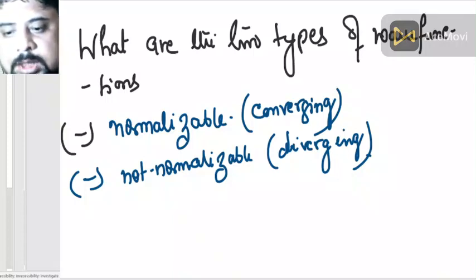The wave functions that we have studied till now are of two types. One is the converging wave function, another is the diverging wave function. Converging wave functions are those that are normalizable, that can be normalized, and the non-normalizable wave functions are diverging. Diverging means they are spreading out. You cannot apply the normalization condition.